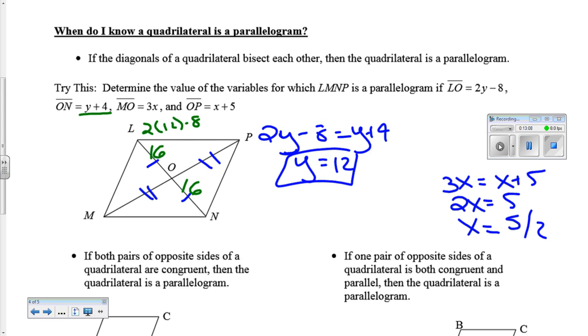Likewise, the x is 5/2. 3 times 5/2 is 7.5. And then 2.5 plus 5 is 7.5. Okay, so I showed a number that works to make the two diagonals cut each other in half, meaning that is a parallelogram.